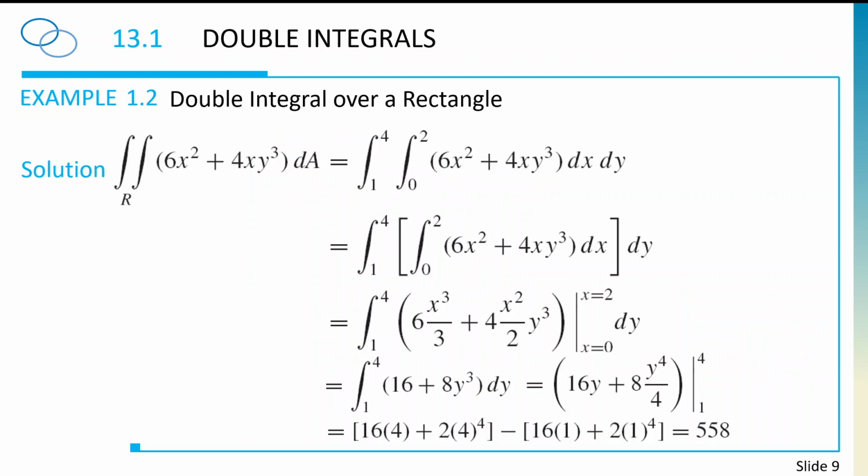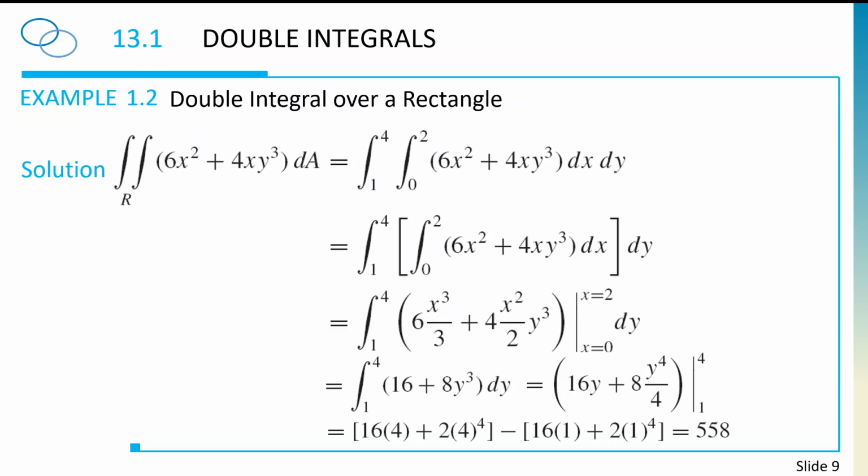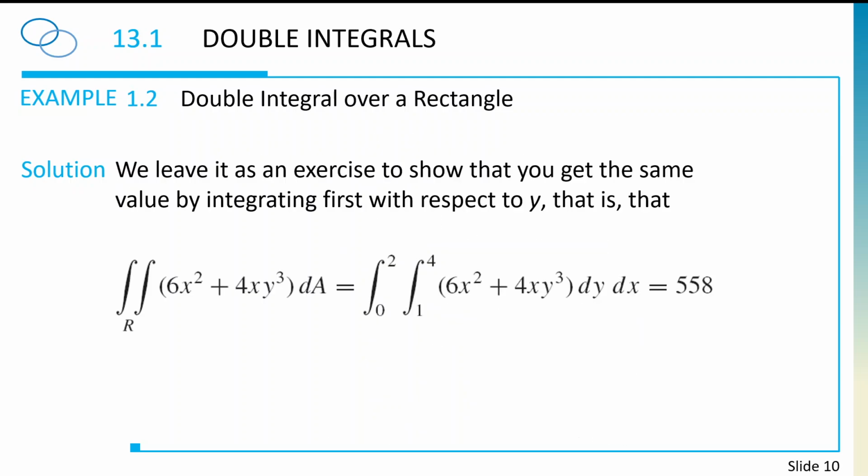Now see the second question. This one here, they did it with respect to x also. We did what? We did x first. Okay, same thing. Now let's try another question.